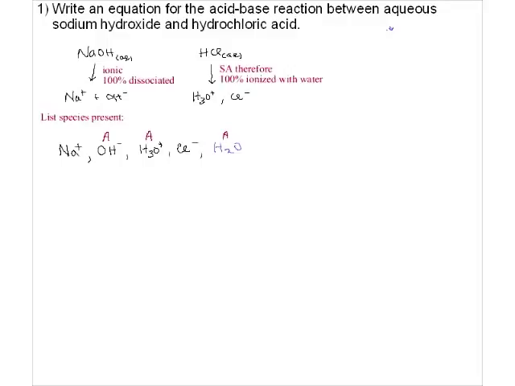So here we are, we're faced with a dilemma. We've got 3 possible acids in this test tube. Which one is going to act as the acid? Well, we're going to deal with that in a second. Let's identify the bases.